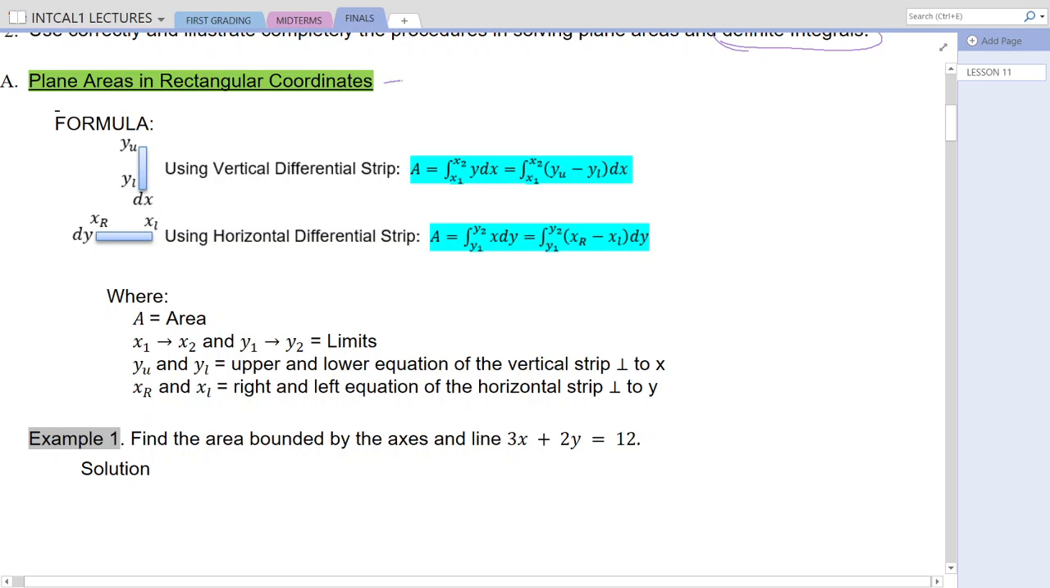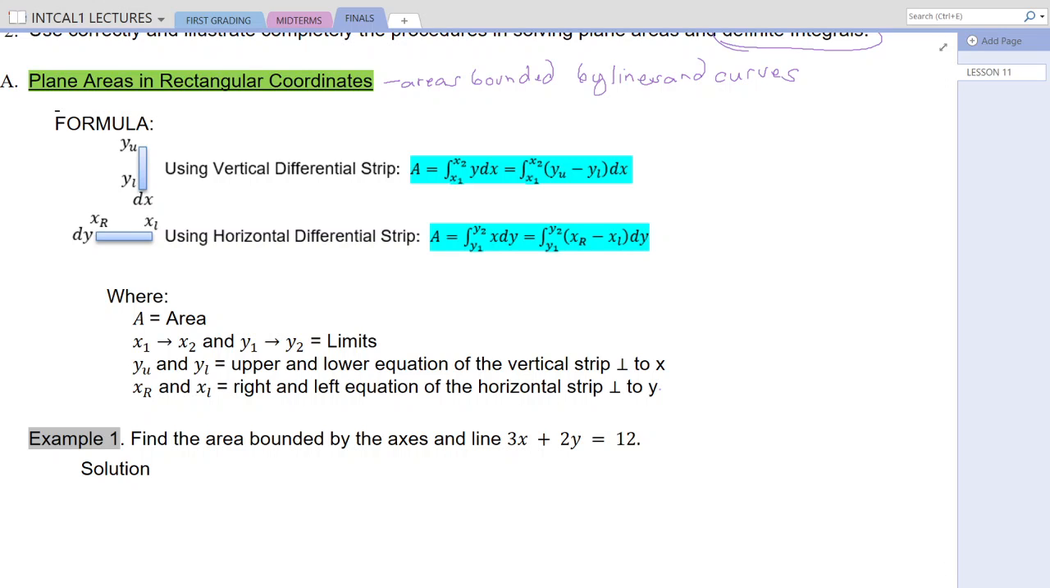Okay, so having this one, we'll be discussing first the plane areas in rectangular coordinate system. So this one includes areas bounded by lines, which is the linear equation, or the first degree polynomial, and that includes also the axis, which is the y-axis and the x-axis, and then areas bounded by lines and curves. Okay, and then for part 2 of the lesson, we'll be discussing the plane areas of polar curves in polar coordinates. So that includes 0 degrees until 360 degrees, so that is one revolution.